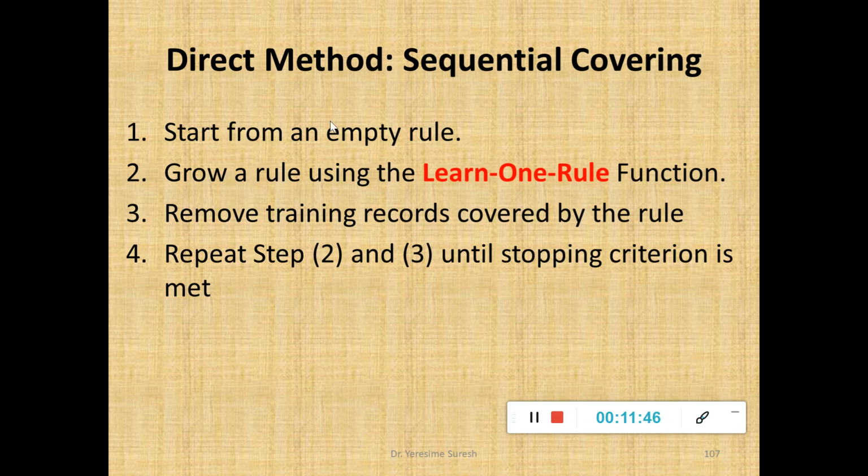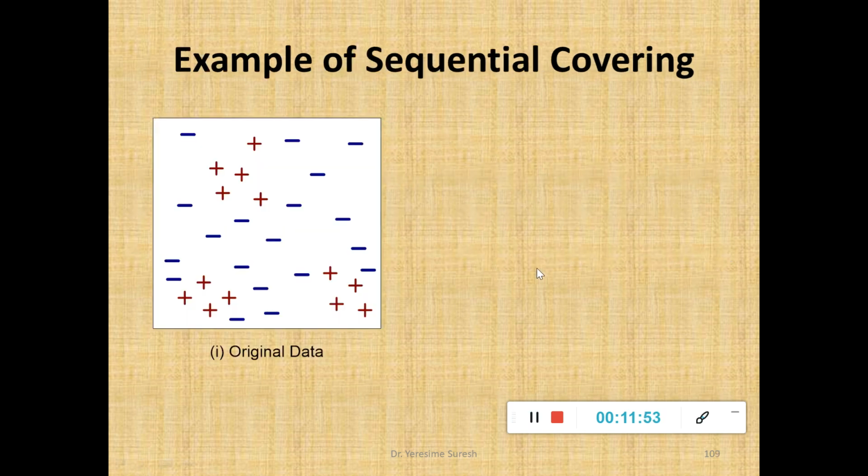The major part of this 4-step process is the learn one rule function. So to understand the sequential covering algorithm, first we'll look at the learn one rule function. What is that learn one rule function? We have a data set here consisting of positive instances as well as negative instances. Please look at the diagram keenly. This is the data set. Fine. I have represented the class labels.